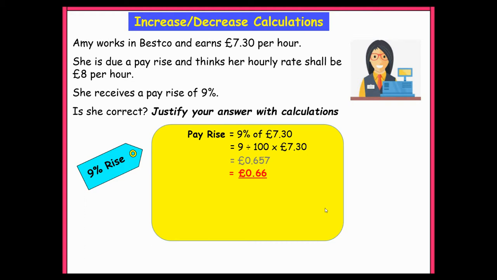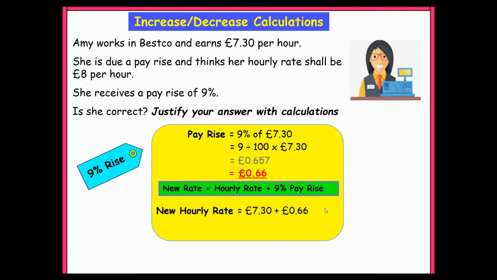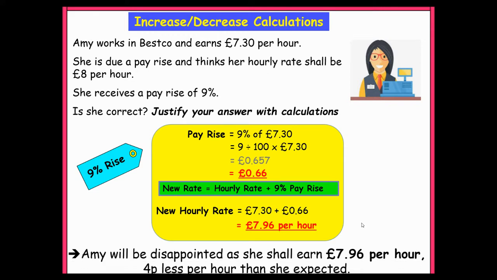So our new hourly rate will be £7.30 plus the 9%, which comes in at £7.96. You were actually asked, is she correct? So she's due a pay rise and thinks her hourly rate will be £8 per hour. Is she right? She's close to it, but she's not right. Amy will be disappointed as she shall earn £7.96 per hour, which is 4 pence less per hour than what she expected. Okay.